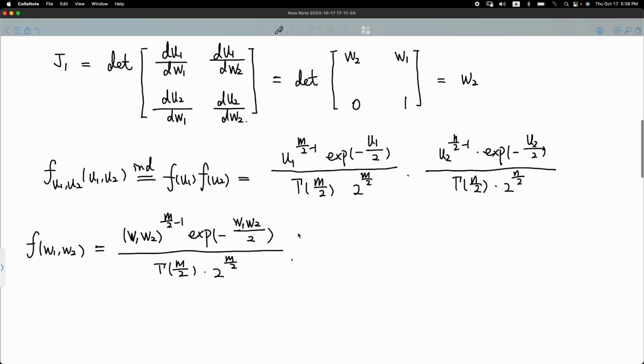Okay, and then let's replace u2 with w2. So we have w2 raised to the power of n over 2 minus 1, and then an exponential of negative w2 over 2. The normalizing constant stays the same, so gamma of n over 2, and 2 raised to the power of n over 2. Okay, so now we have made the change from u1 and u2 to w1 and w2. So is this formulation complete or are we missing something?